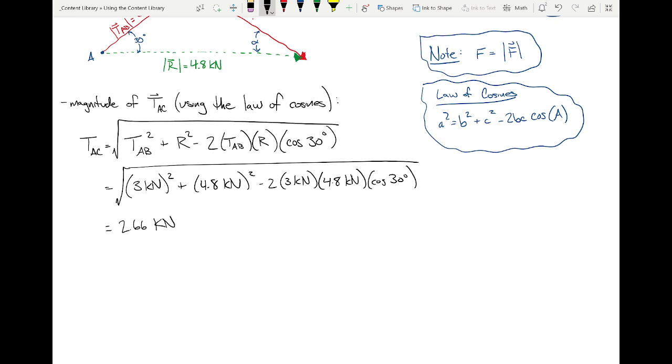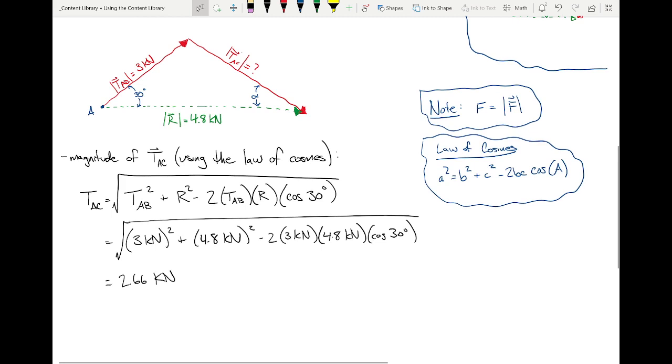And so that's how much we have to yank on that second rope in order to ensure that the resultant is horizontal. But what it doesn't tell us is at what angle. And so in order to determine that angle, we need to determine alpha. So let's go back to the triangle. At this point, we could do it a number of ways. Personally, I think that the law of sines is a little bit easier. The formula is a little smaller.